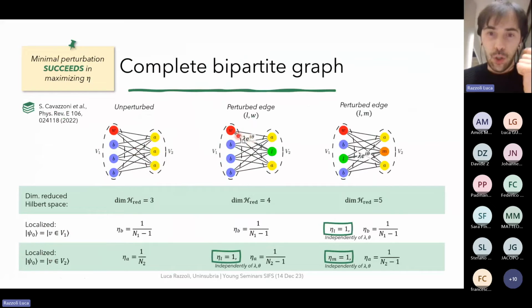However, as soon as we perturb just one edge, we see that the dimension of the reduced Hilbert space increases, which is indicative of the fact that we are breaking some symmetries of the graph. And we see that, for instance, in this case, just by perturbing the edge connecting the vertex L to the M1, we are able to achieve unity, which is the maximum transport efficiency, for both localized states, independently of the value of the parameters lambda and theta.